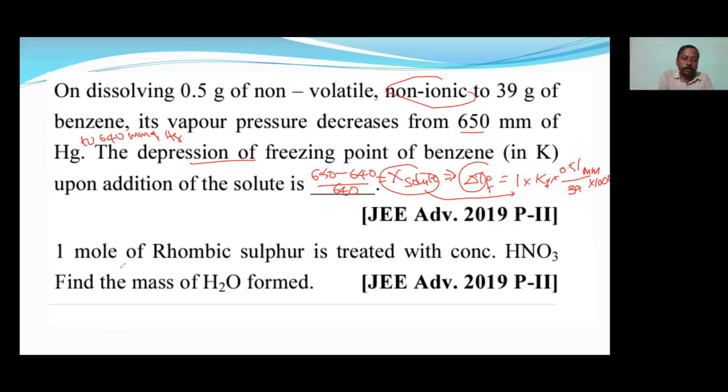Now let us see the next question. 1 mole of rhombic sulfur, okay, treated with concentrated HNO3, find the mass of H2O formed. So this equation, if you are not able to find, then I will try to give you the equation. Okay.